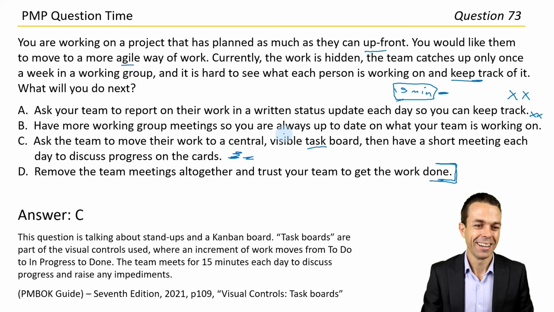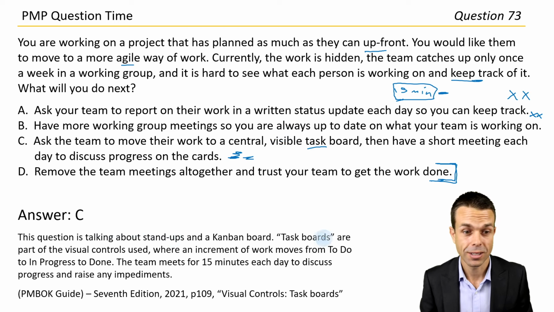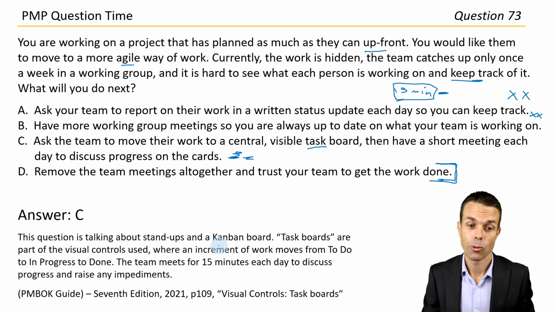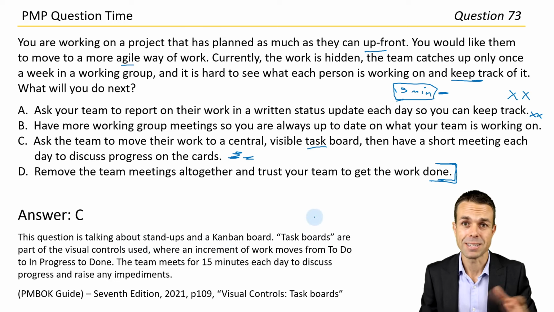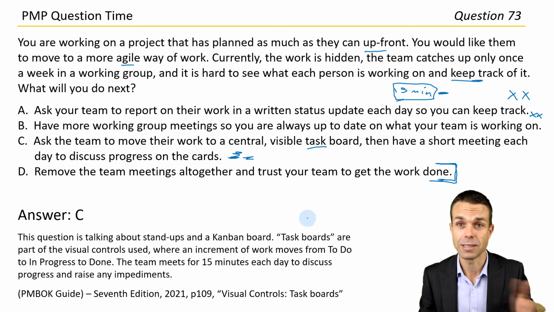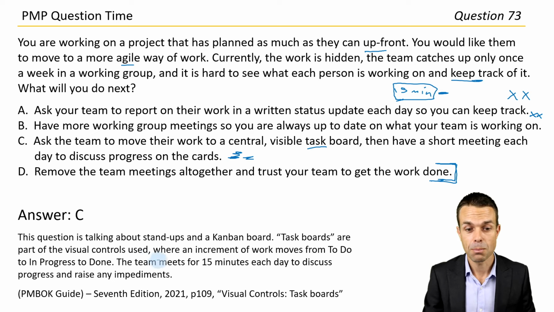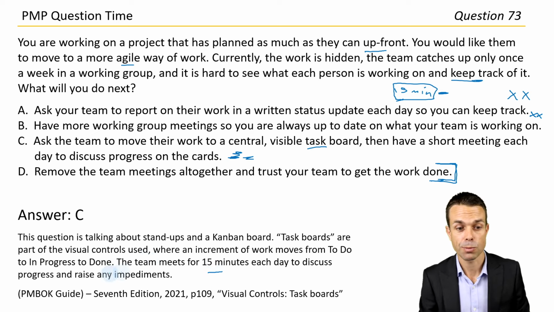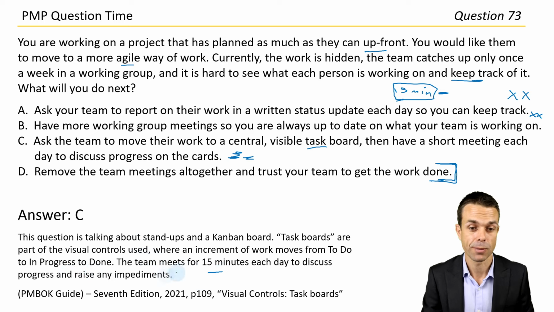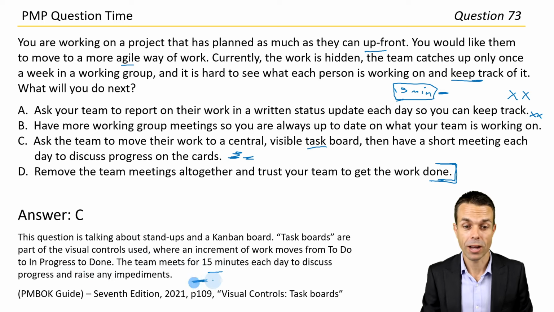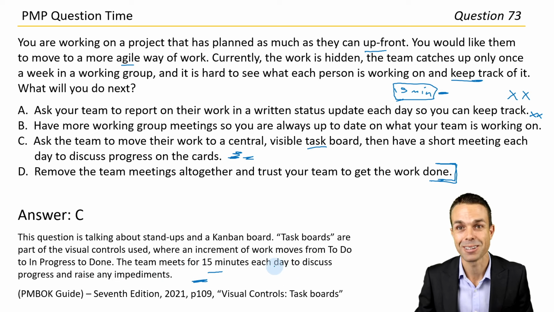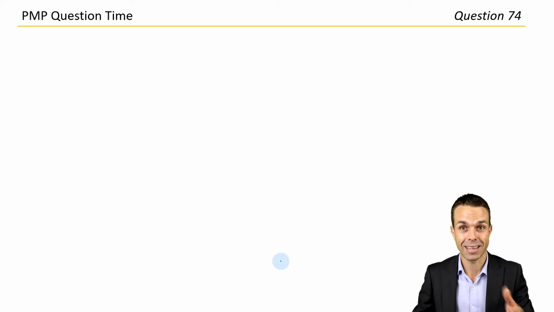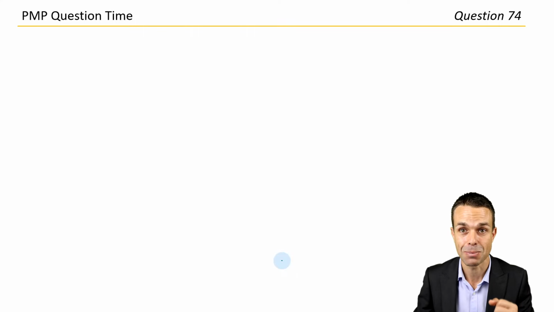Excellent work, all right. This question is talking about stand-ups and a Kanban board. Task boards are part of the visual controls used where an increment of work moves from to do to in progress to done, maybe testing, sign-off, development, any phases that you need in your project. The team meets for 15 minutes each day to discuss progress and raise any impediments, which are blockers to their work. Page 109, Visual Controls, Task Boards in the PMBOK Guide if you want to go and check that out directly. Wonderful stuff. Really getting through these questions, so let's keep going.